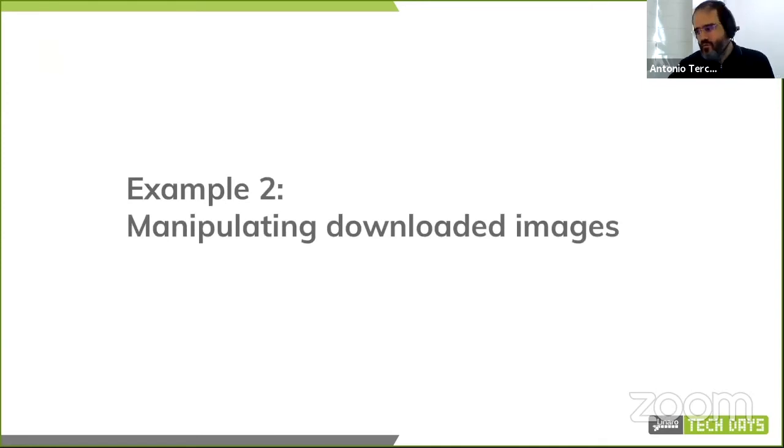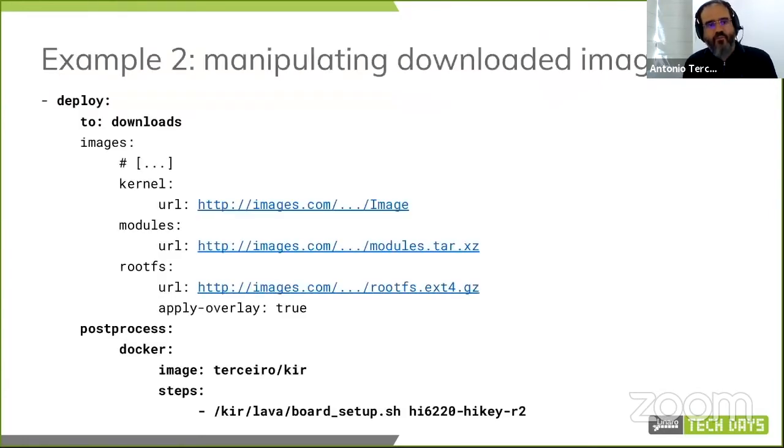A second example is manipulating downloaded images. LKFT uses this today with LXC, and the job definitions are more complicated than necessary. And now we are able to migrate to this new way of doing things. We have now a new deployment method called downloads. So you specify the image you want to download. In this case, we have a kernel, a modules tarball, which was built together with the kernel, and we have a rootfs. In this case, the rootfs is some fixed rootfs you want to use for all the jobs, and the modules are the ones that were built together with the kernel you are using for this test.